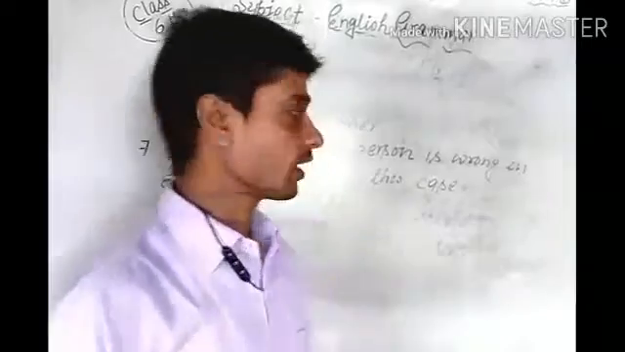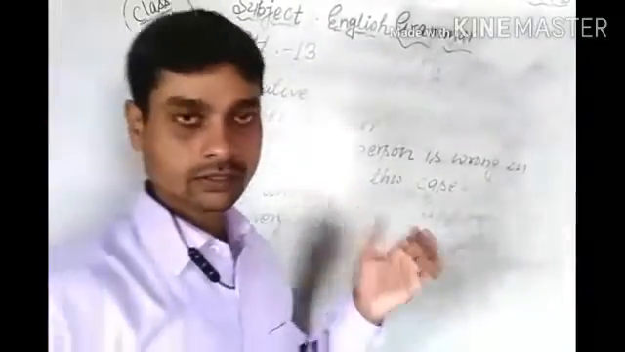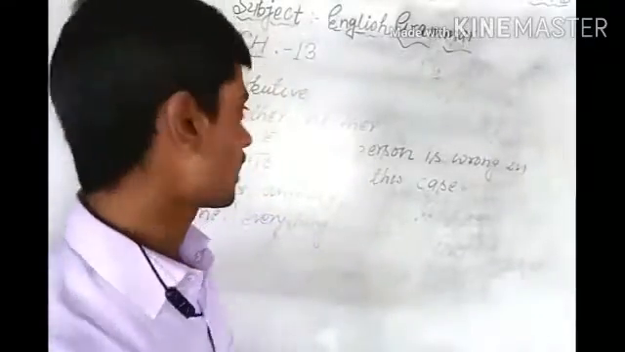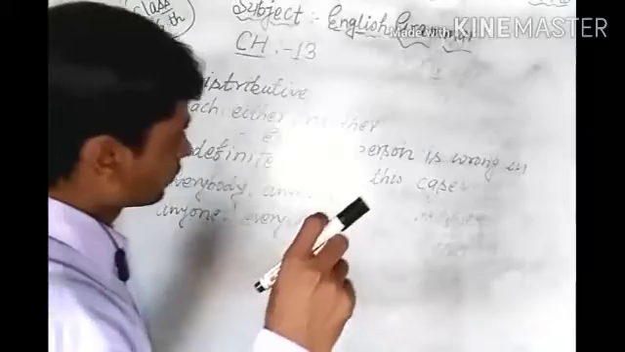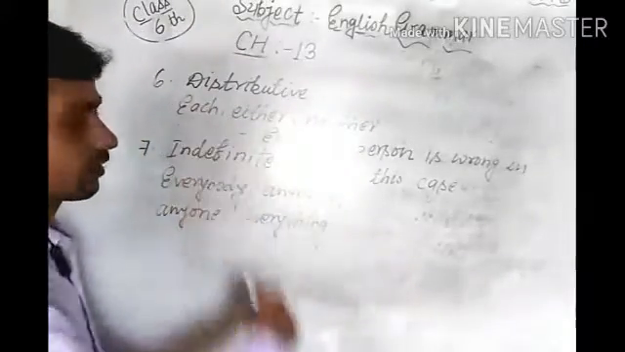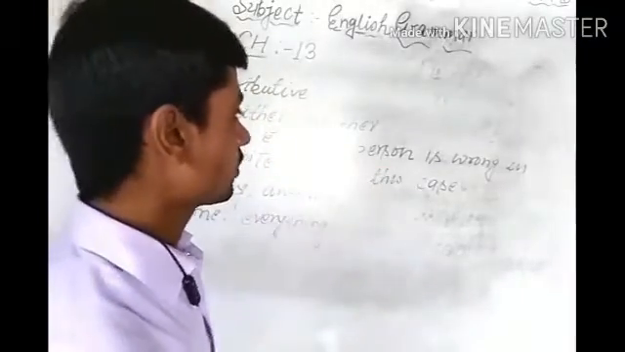Okay, students, the next kind is distributive pronoun. In this kind the words refer to different people at one time. Okay, at one time, that is called distributive. The words are either, neither, or. Okay, students, each person is wrong in this case.